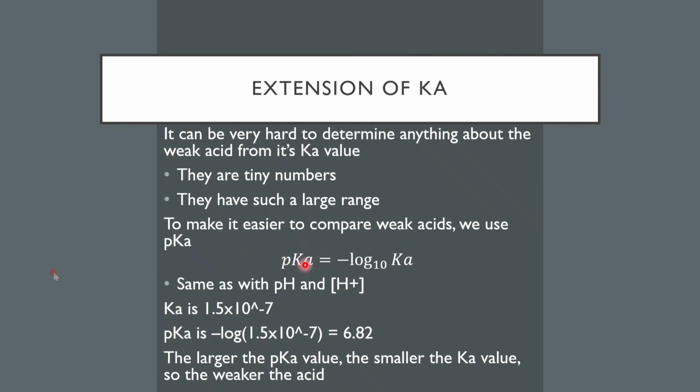So pKa is just a convenience. It means that we're able to easily compare weak acids, and in questions they may give you the pKa value rather than the Ka, and you'll have to convert it to Ka to do the calculations. And to do this, you just take the negative of the pKa and you put it to an exponential.